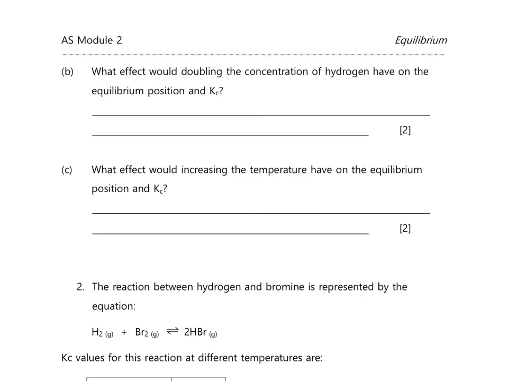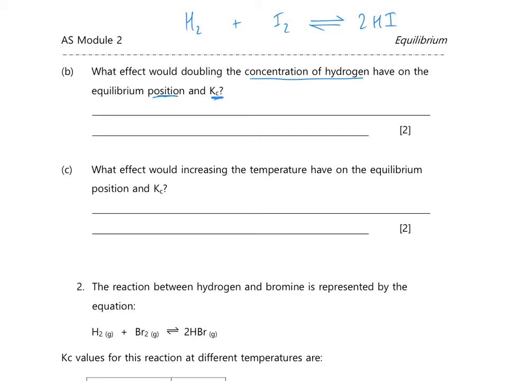Part B then asks you the effect of doubling the concentration of hydrogen on the equilibrium position and also on the value of our equilibrium constant Kc. So let's look at the equation again. It's H2 plus I2 giving us 2HI.